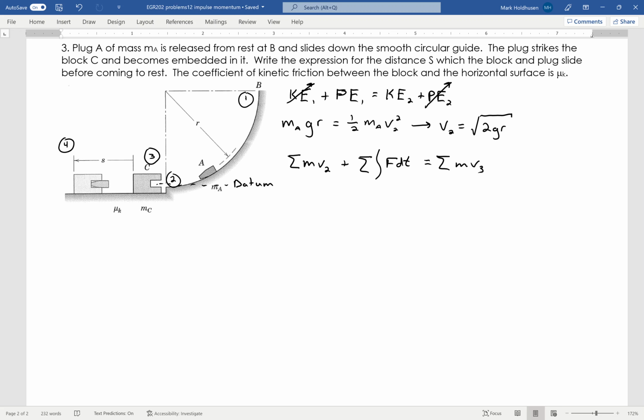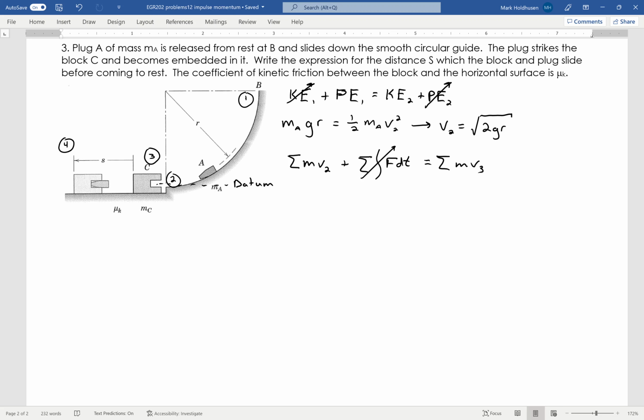But because I'm taking them together, that's an internal force, meaning the plug hits the block and the block hits the plug, right? Newton's third law says every action has an equal and opposite reaction. So if I take them together, that's an internal force, and an internal force will just cancel out. So I will have no external impulses, and my momentum then will be conserved.